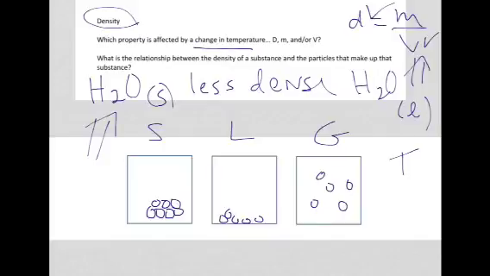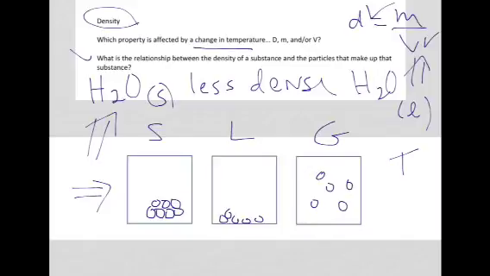Okay, and of course, my boxes here with my lovely circles help us answer the second question. What is the relationship between the density of a substance and the particles that make up that substance? So again, the denser the substance, the closer the particles.